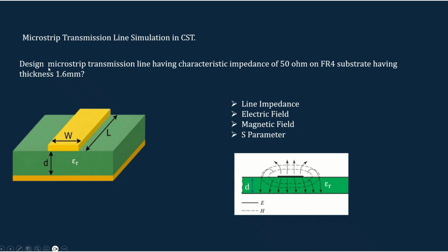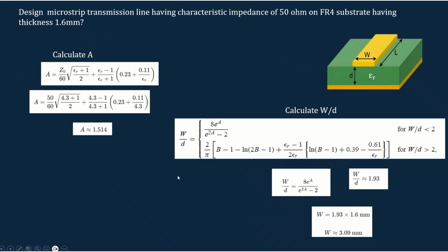This is the question where we have to design a microstrip transmission line having characteristic impedance of 50 ohm on FR4 substrate having thickness 1.6 mm. So this D is 1.6 mm, and W we have to find out. Epsilon R is 4.3. Let's see that. For calculating, we can use this equation.